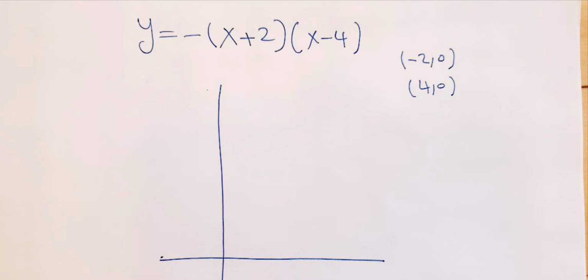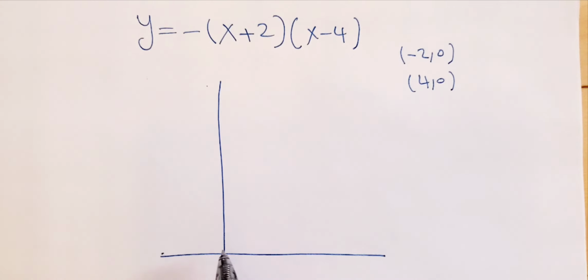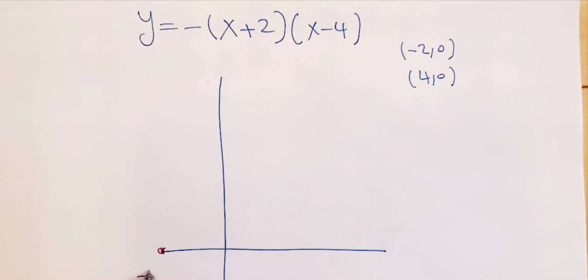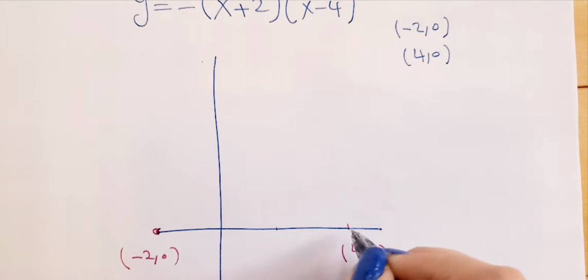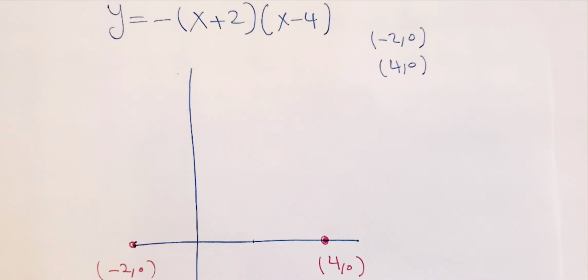Okay, so let's put it on the graph. So if this is 0, that would be -2 and 0. And the other side would be this much and this much, 4 and 0. These are the two x-intercepts, sorry.